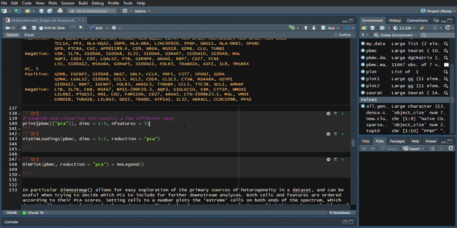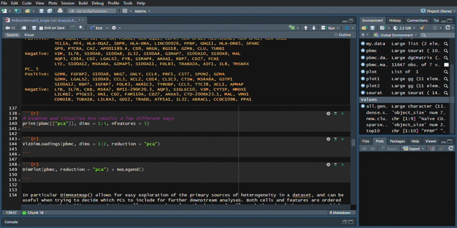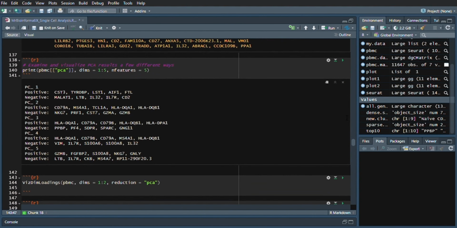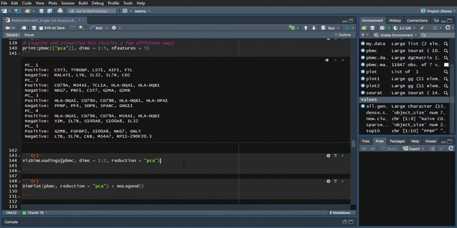So now let's examine and visualize our PC. We write print PBMC and we put PCA dims 1 to 5 in features equal 5. Let's run our code. As you see, we put in feature equal 5, so we got 5 genes per each. And dims, the dimension or the number of the PCs, 1 to 5. So we got 5 PCs. And now let's go for the loading plot.